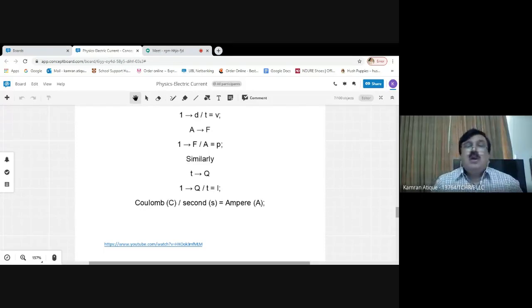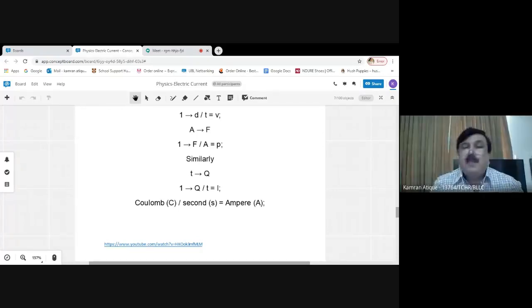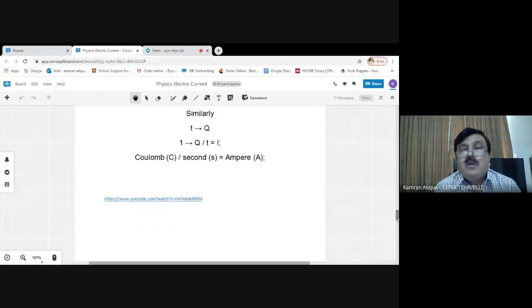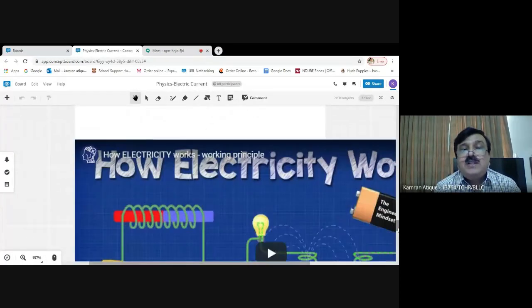So here we are naming Coulomb per second as ampere, and ampere's symbol will be taken as capital A. So today we have defined a new quantity called electric current. We have also studied its SI unit.